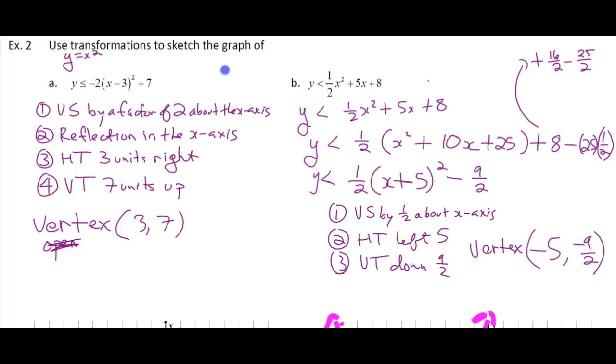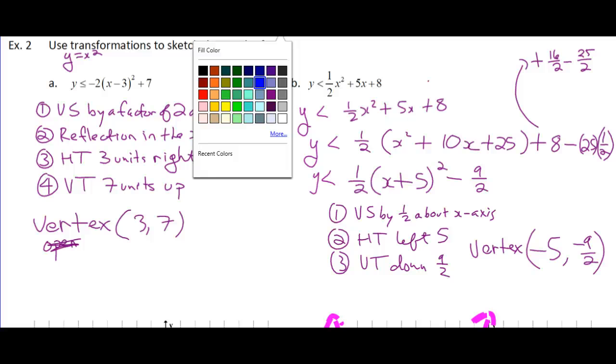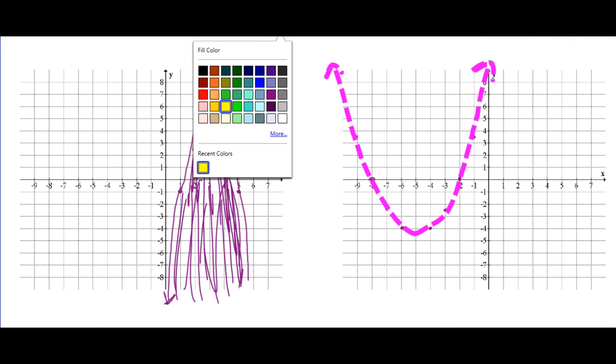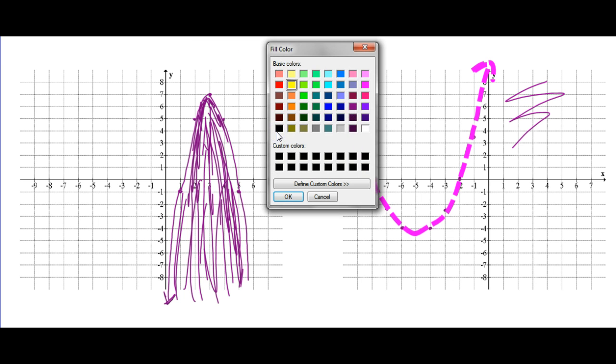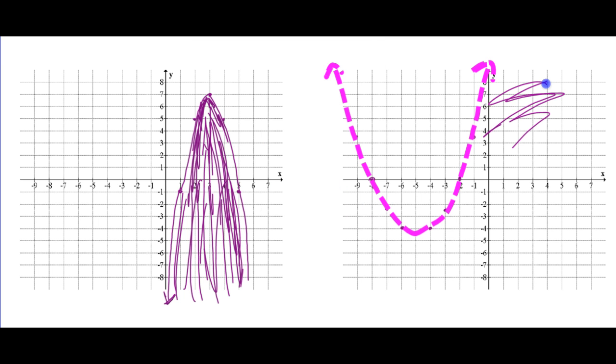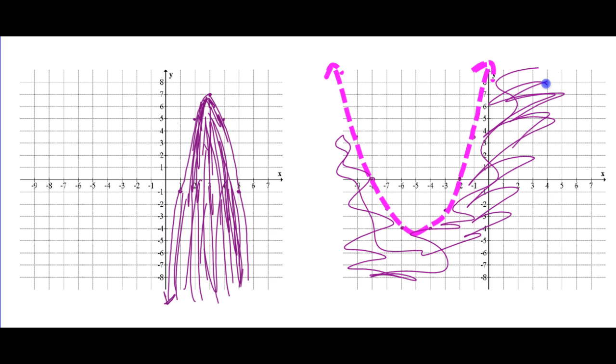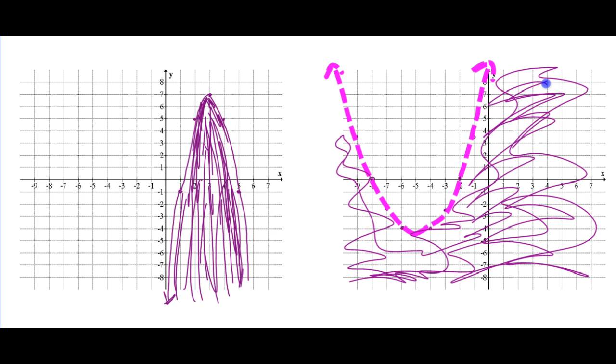And I need a highlighter. I think one of these would be a highlighter. Yeah, well, I don't know what I'm doing. Oh, yeah. Okay, you got the idea?